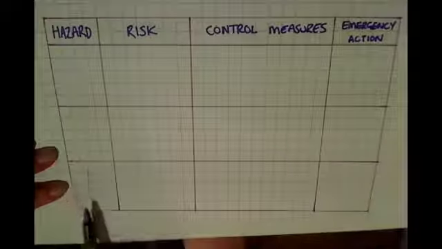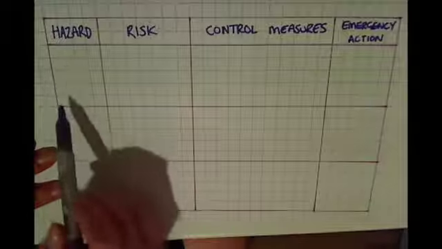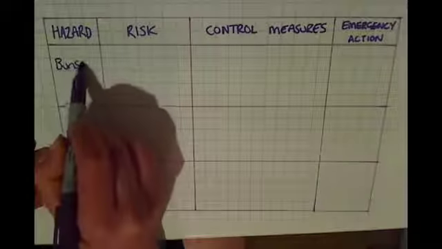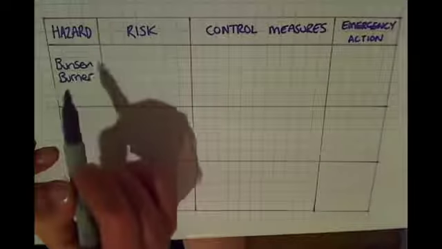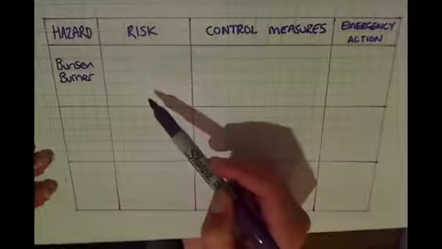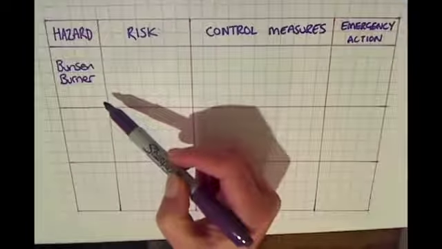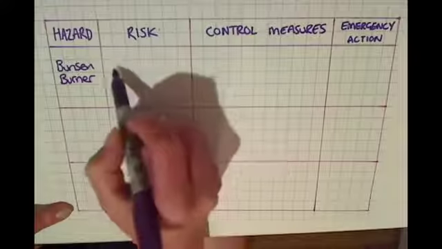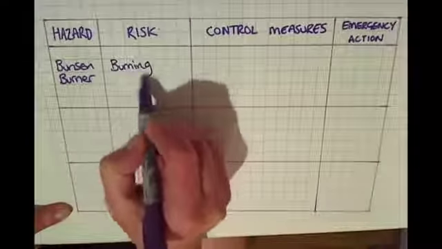Hazards are normally the objects that you are using in the lab. For example, for my first hazard, I might write Bunsen burner. And in the risk column, I would put the risk that I have from using a Bunsen burner. So in this example, I will put the risk is burning yourself.